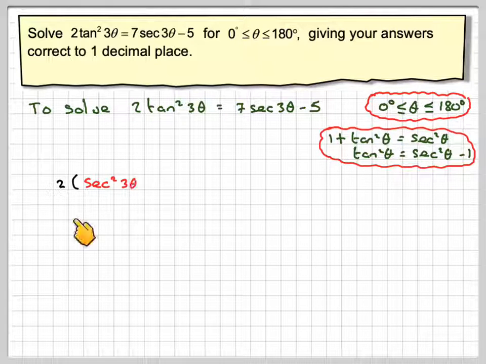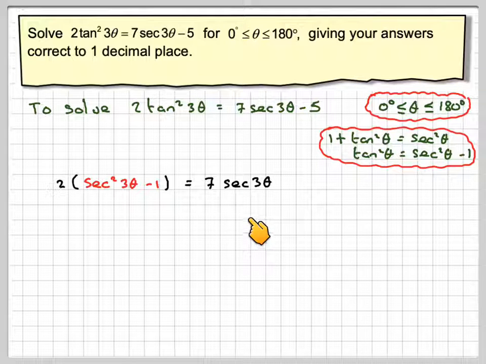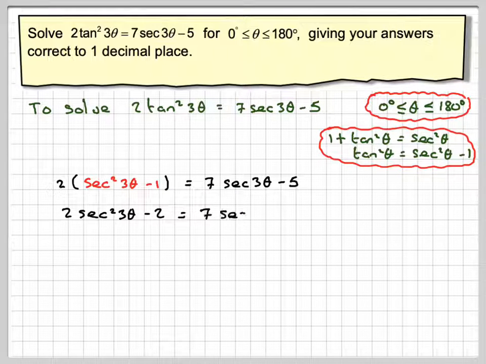So my equation will become 2 times (sec squared 3 theta minus 1), changing for tan squared 3 theta, is equal to 7 sec 3 theta minus 5. Notice now I have the same variable, sec 3 theta. This is a quadratic in sec 3 theta, so expand the brackets: 2 sec squared 3 theta minus 2 is equal to 7 sec 3 theta minus 5.